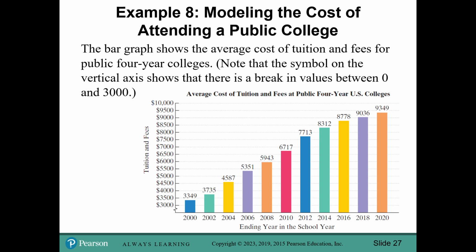And instead of plotting all of those vertical points and having a graph that has to be much bigger, we're doing a break in the graph to show that our baseline point here is 3,000 and then above, to save ourselves some space and make a graph that visually looks better. All right, so let's look at this. We go from $3,000 to $10,000 on our vertical axis for the tuition and fees. On our horizontal axis, we are looking at the ending year of the school year all the way from 2000 to 2020.